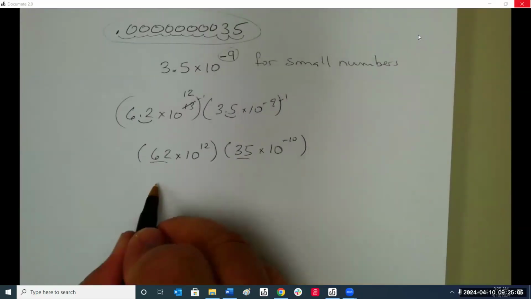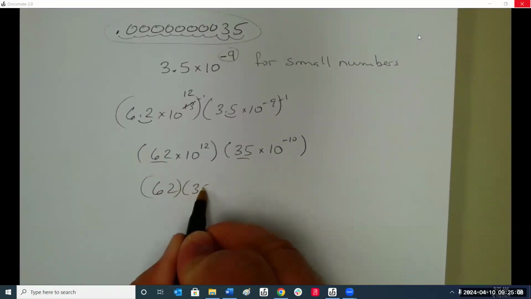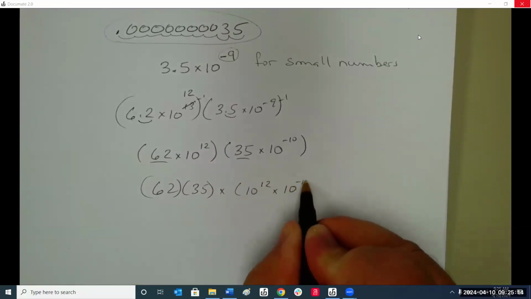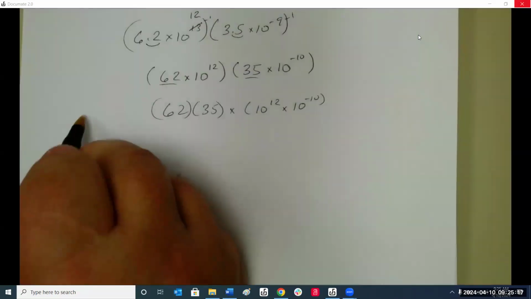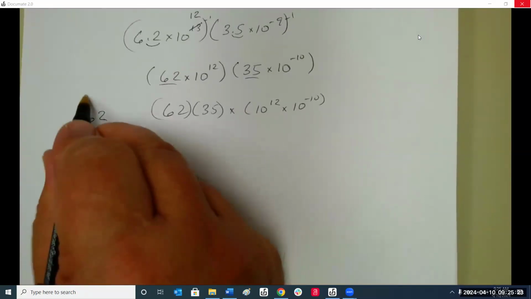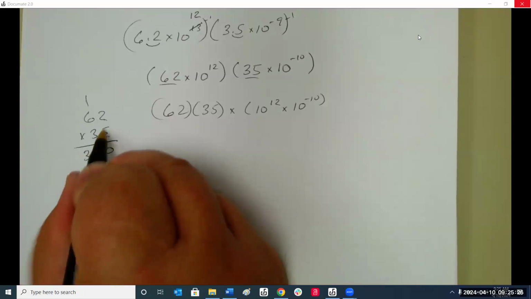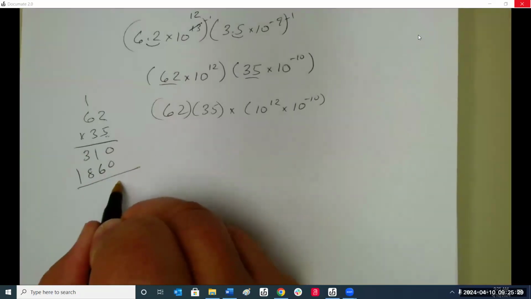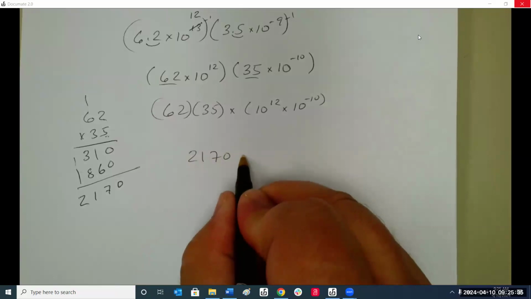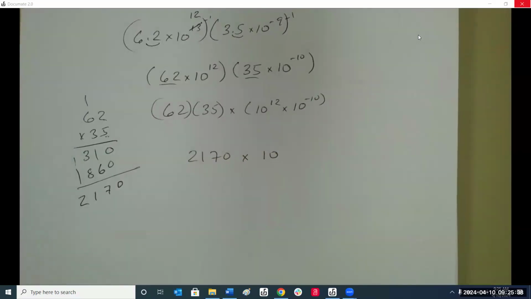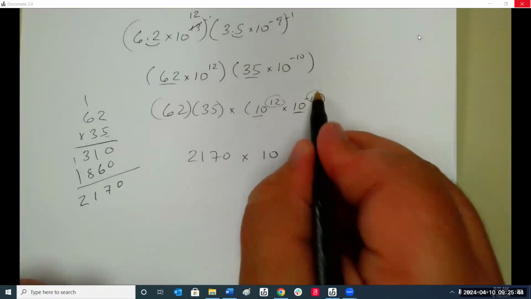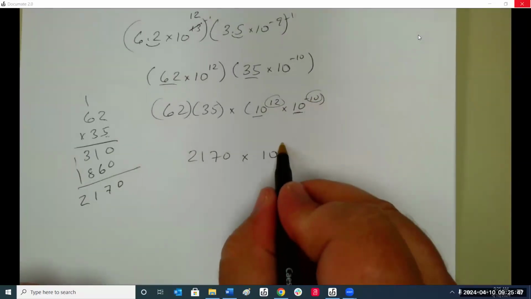So here, all we have to do is multiply the numbers 62 times 35, and 10 to the 12th times 10 to the negative 10. 62 times 35 is 2170. Since they're both base 10, add the exponents. So 12 minus 10 is 2.